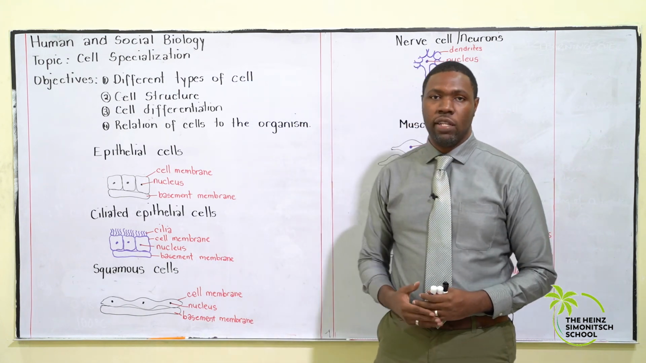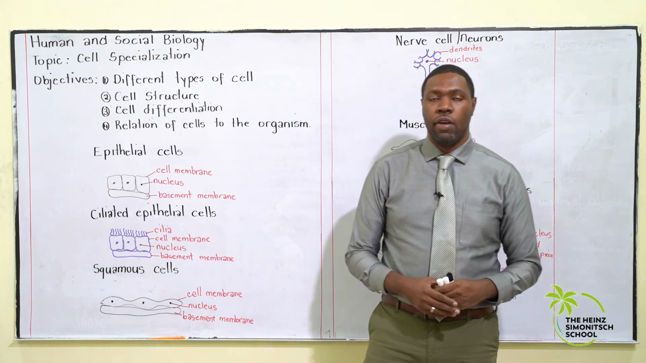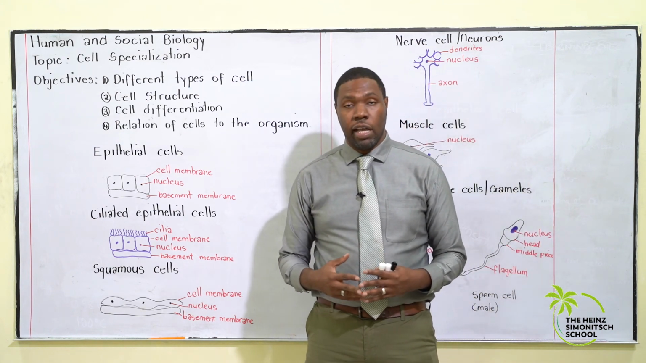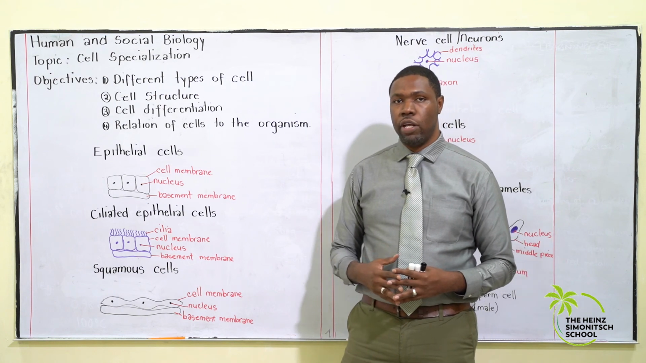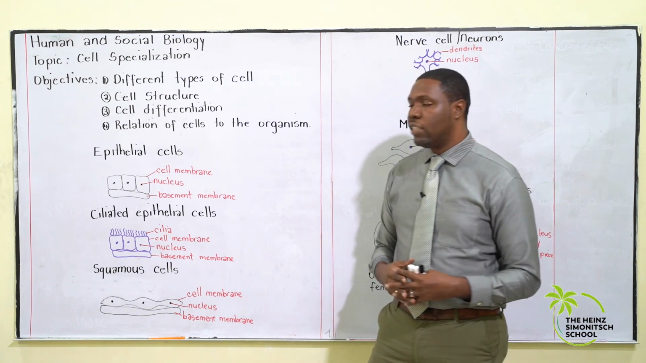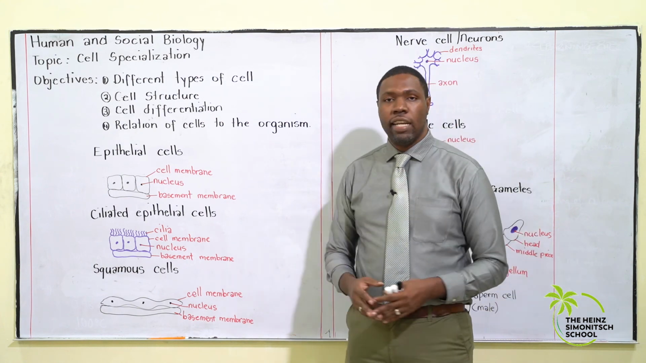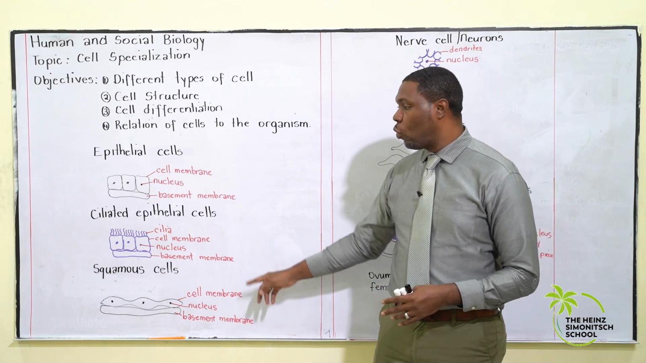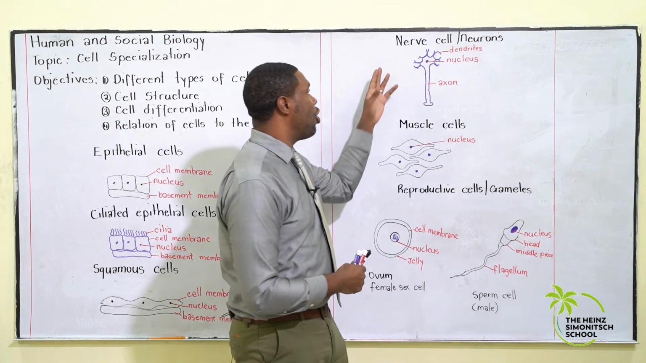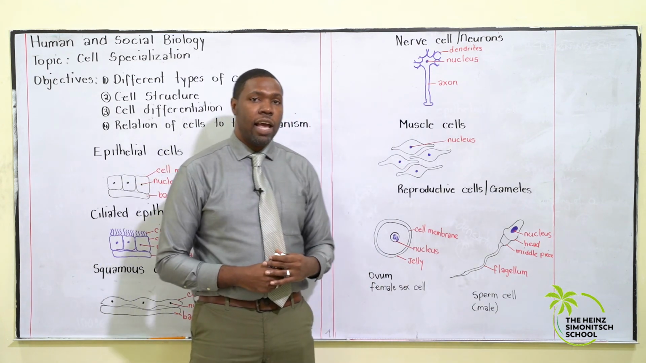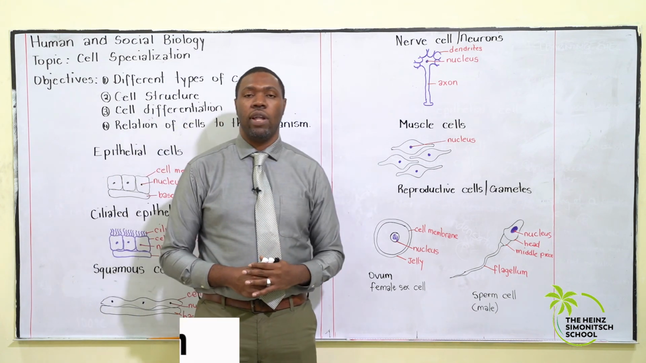And there you have it, students. Let's do a quick recap. Humans are multicellular organisms. As such, there are different cells found in the human body. Some of these cells are the epithelial cells, the ciliated epithelial cells, squamous cells, nerve cells, also known as neurons, muscle cells, and reproductive cells, also known as gametes.